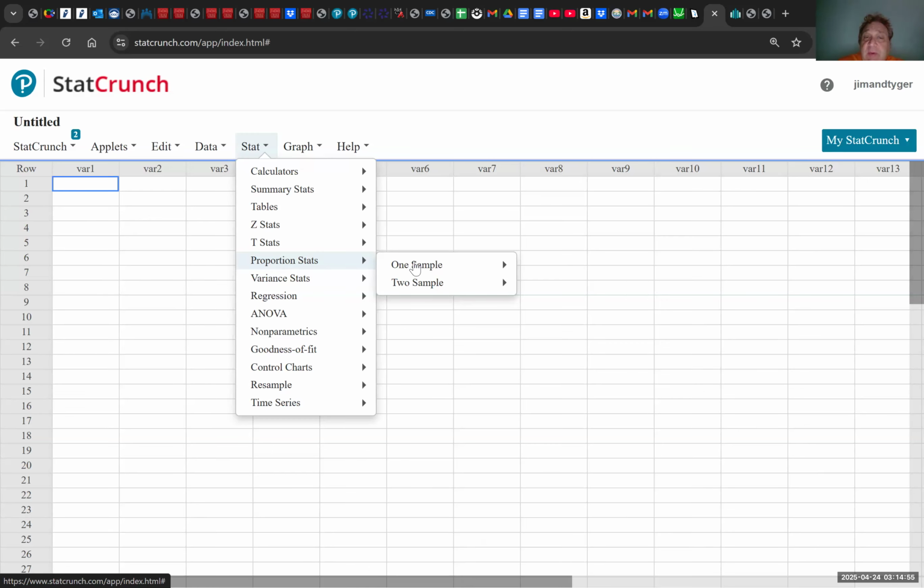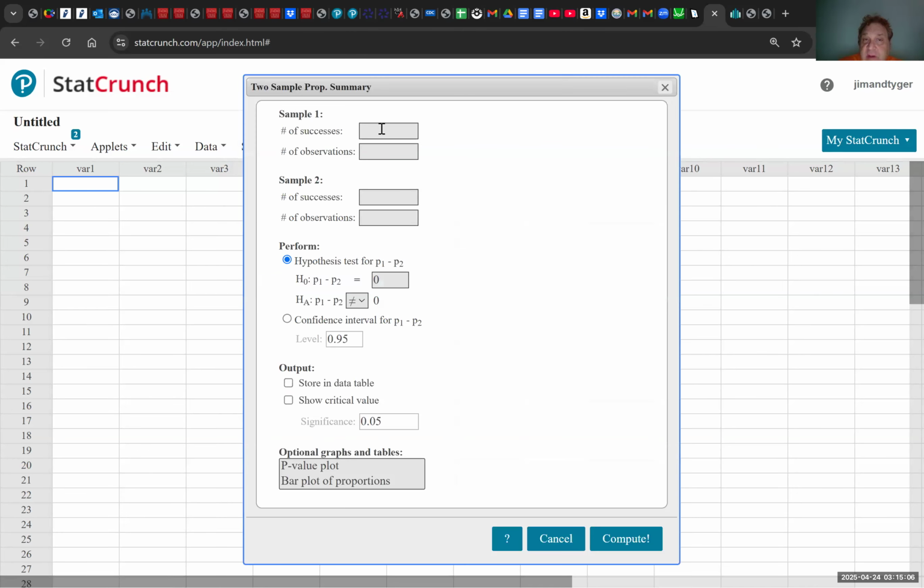Instead of doing one sample, we have 2 samples. So we're going to do 2 samples. And we don't actually have the raw data. We have summaries. So I'll do 2 sample with summary, and it asks me to fill in the number of successes and the number of observations for the first population, those are registered Republicans, and I fill in the same for the second population, and then I set up my hypothesis testing.